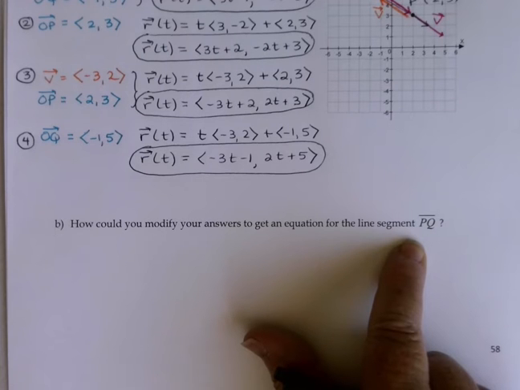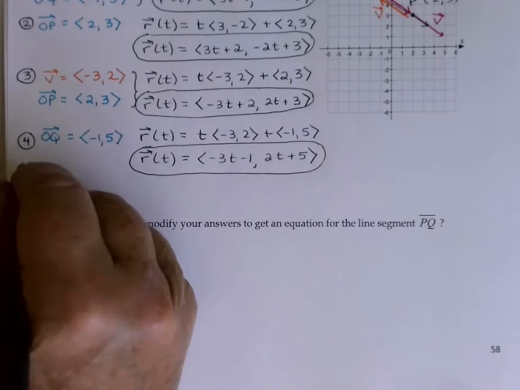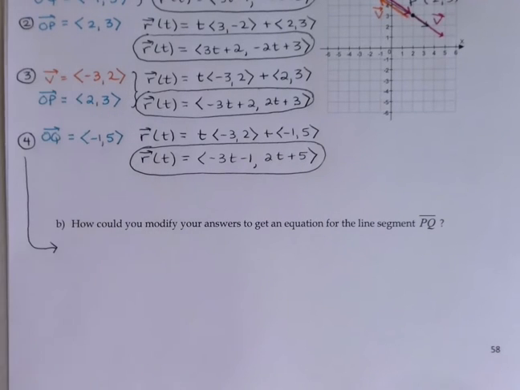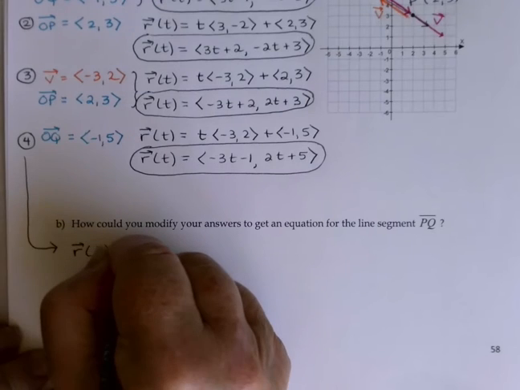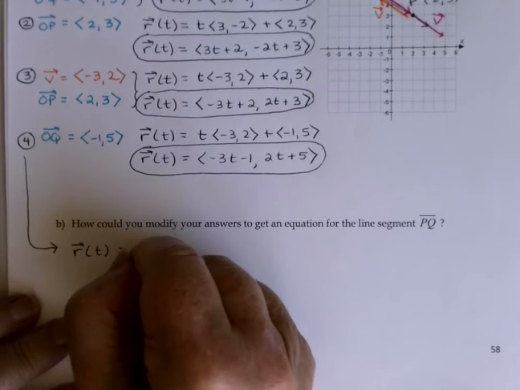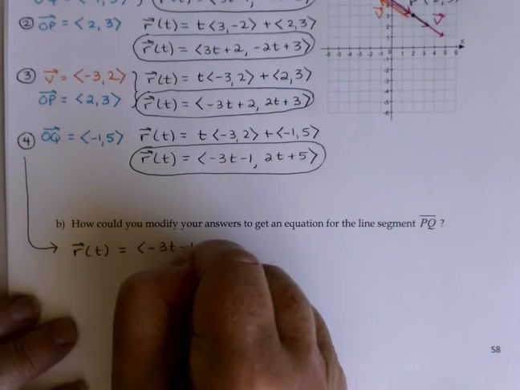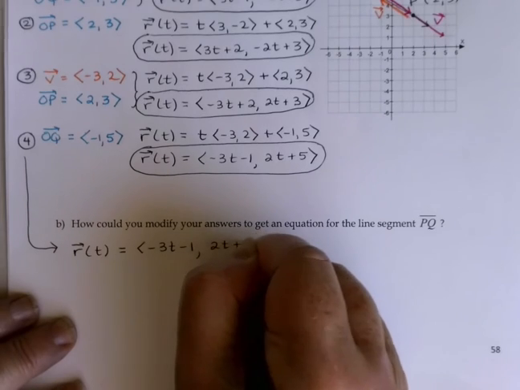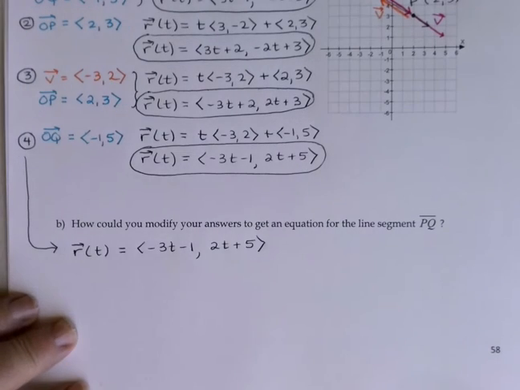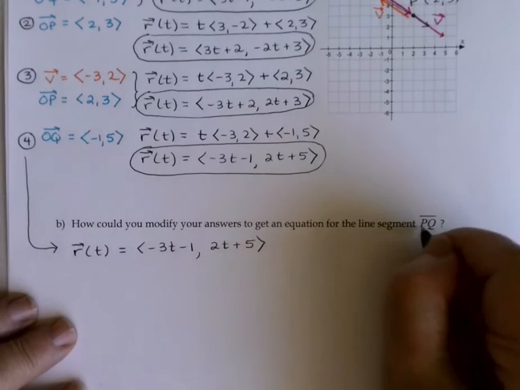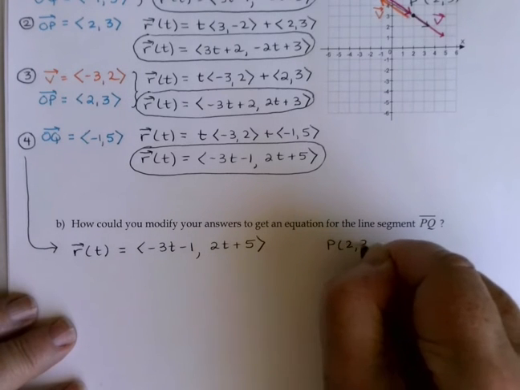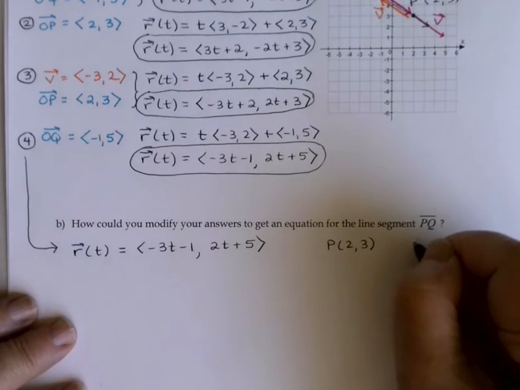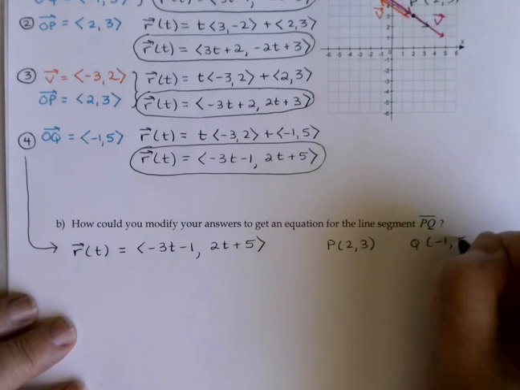So let's just pick one of them. It doesn't really matter. As long as it's handy here, I'm going to use this last one. If I'm choosing to use the form r of t equals negative 3t minus 1, 2t plus 5, I only want the line segment from P to Q. P is 2, 3. And Q is negative 1, 5.